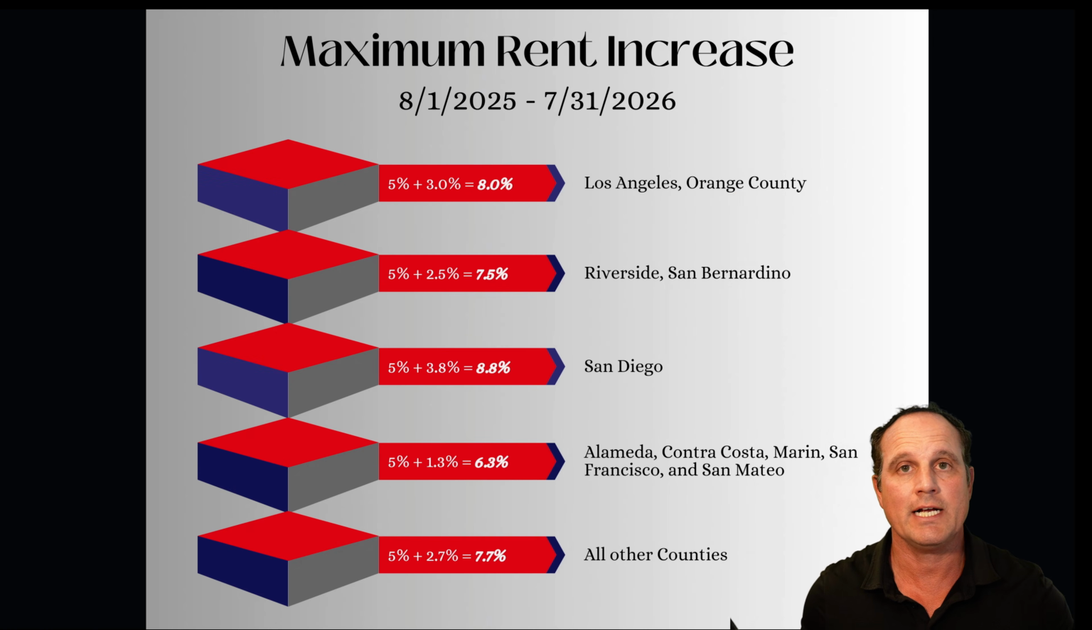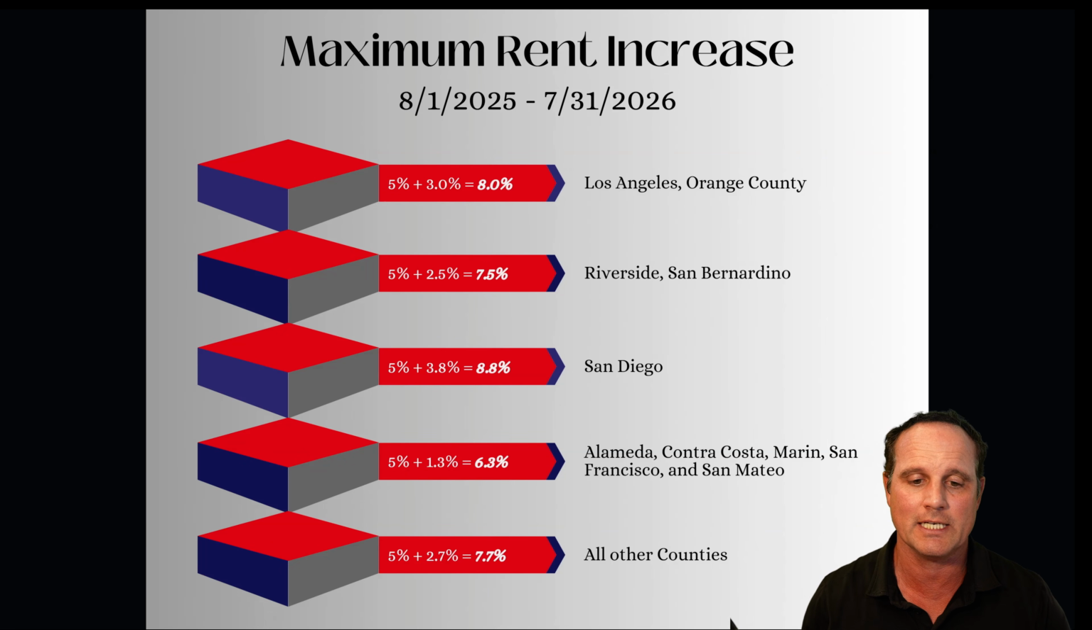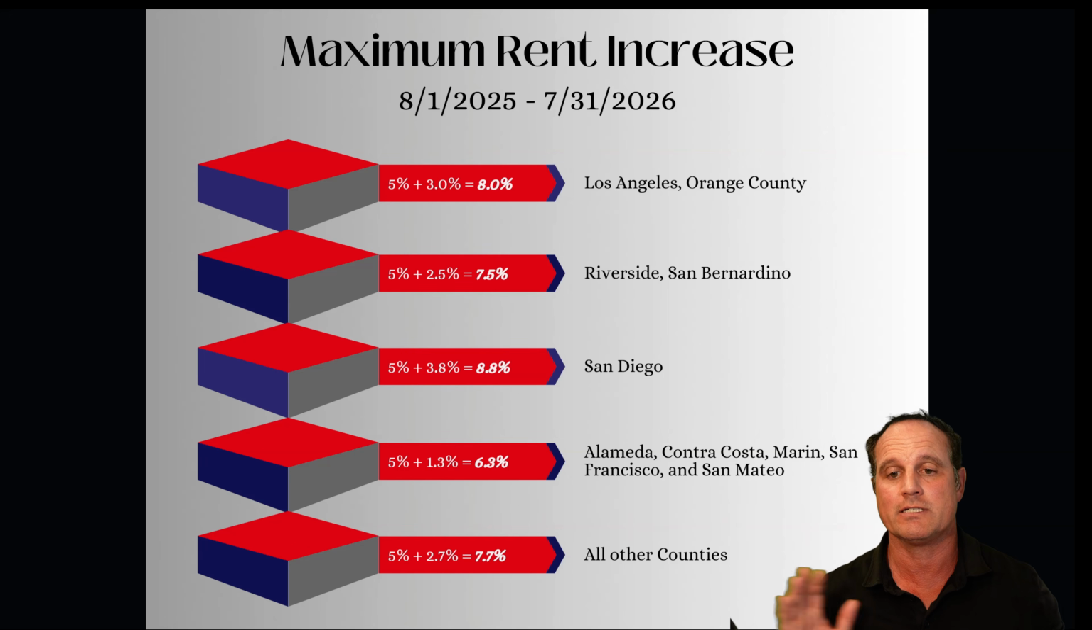So I made this chart, and here's your handy dandy chart, the maximum rent increase from August of 2025 through the end of July 2026, broken down by metro areas using the California Consumer Price Index. LA, Orange County, the maximum increase for Tenant Protection Act protected properties will be 8%. Riverside, San Bernardino, 7.5%. San Diego, 8.8%. Alameda, Contra Costa, Marin, San Francisco, San Mateo, 6.3%. That's the lowest. Then all other counties. If you weren't in that list, then you're in the all other counties list. You're at 7.7%. There's your maximum increase for this year for properties subject to the Tenant Protection Act.